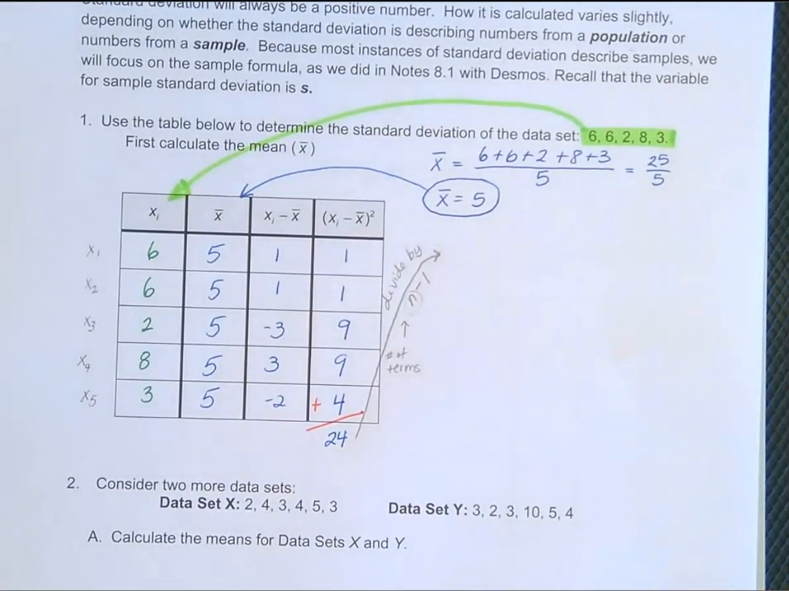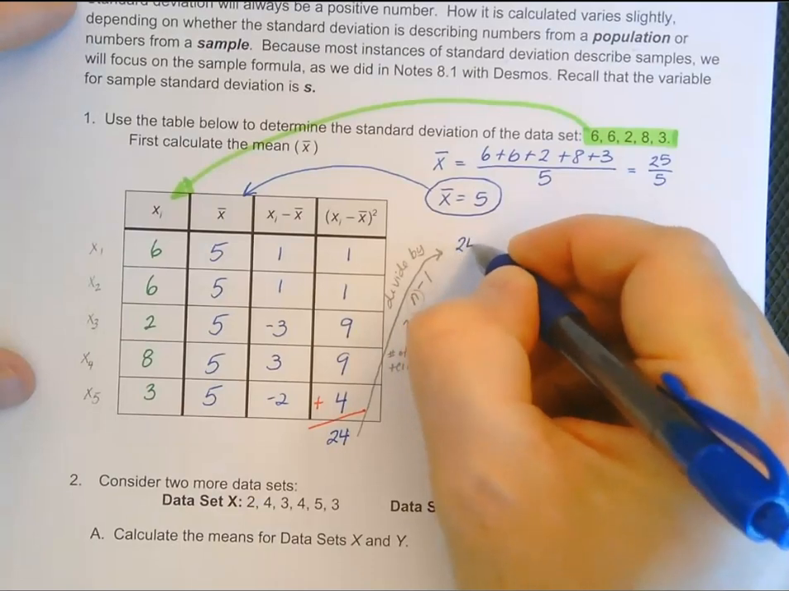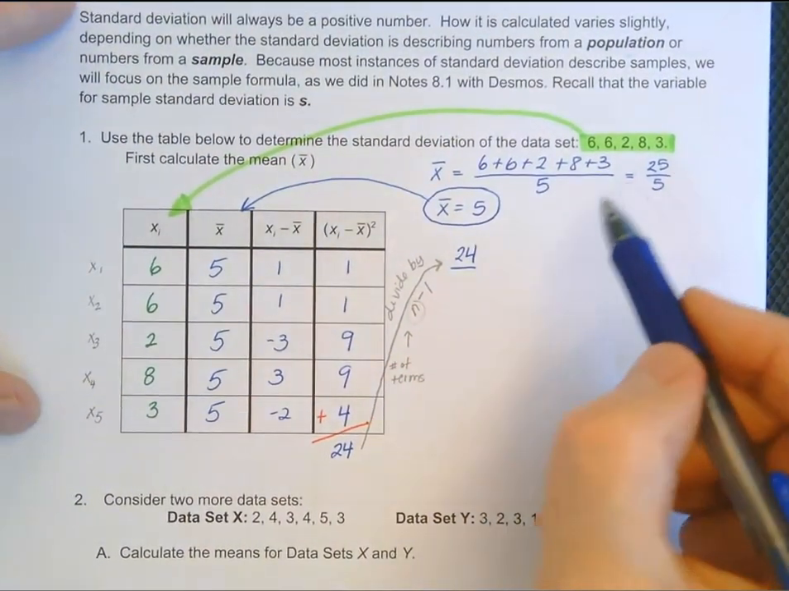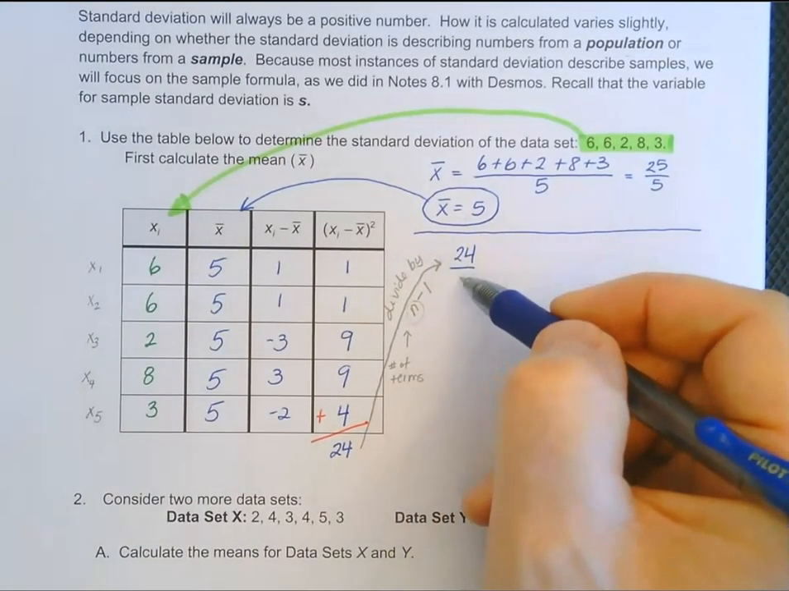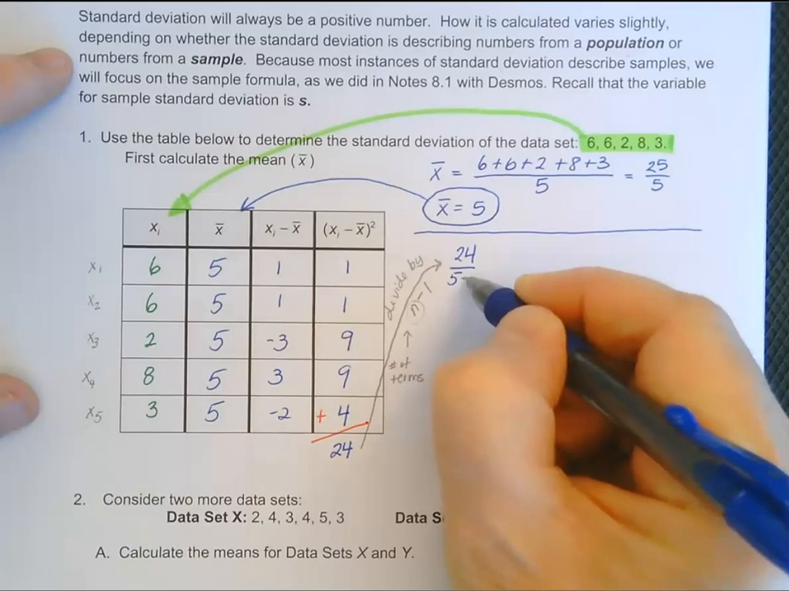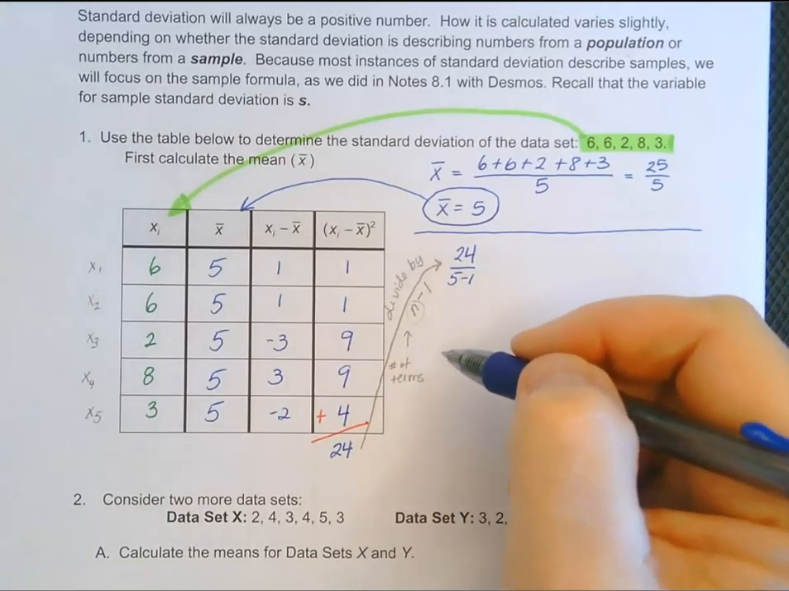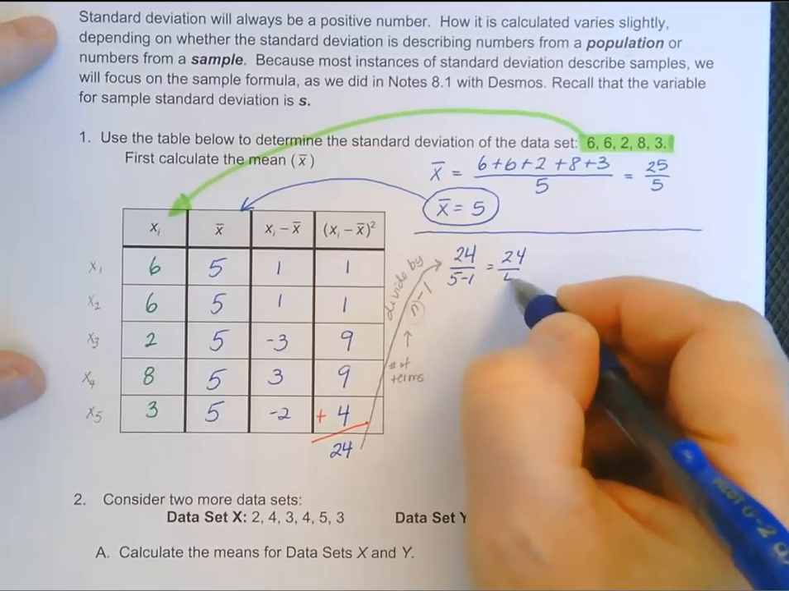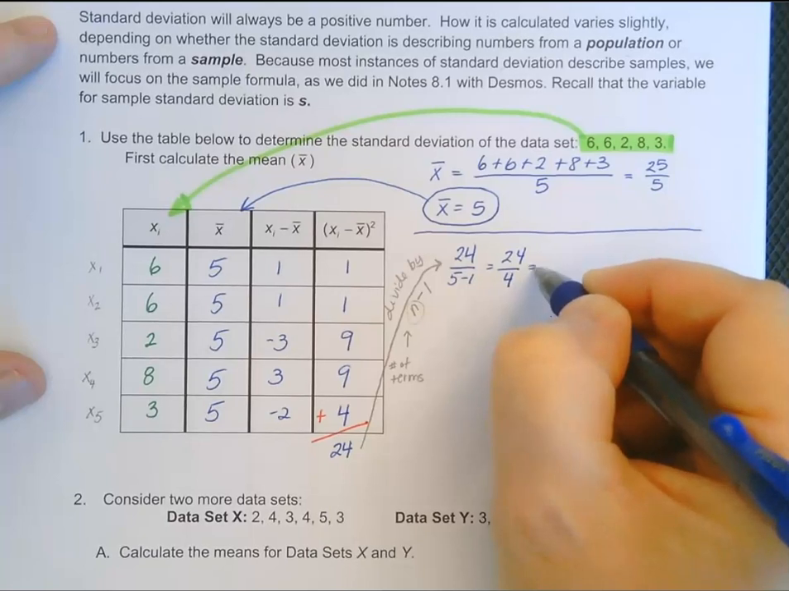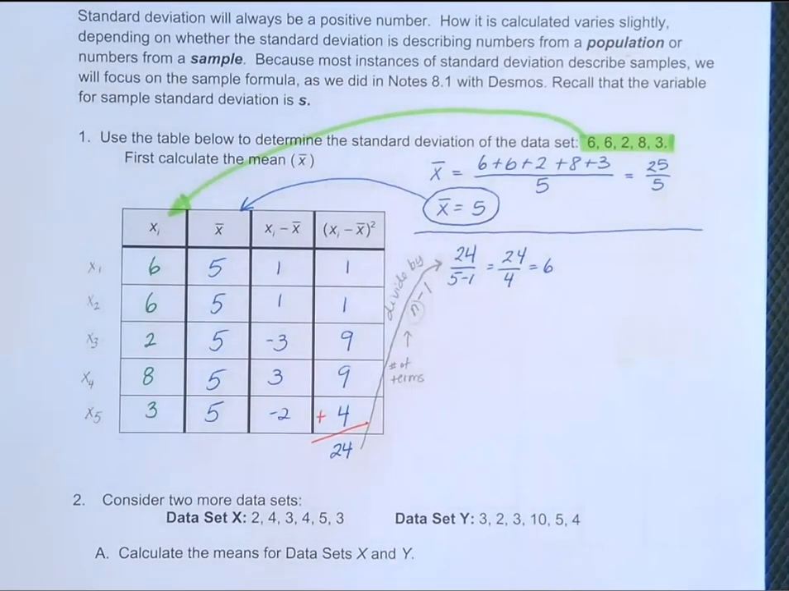So I'm going to take that 24, and I'm going to divide it. I'm just going to put a little line here just to show that this is different work. So 24, and we're going to divide by the number of terms. Well, how many terms are there? 1, 2, 3, 4, 5, right? So it's going to be 5, and then subtract 1. So that's going to be 24 divided by 4, which is 6. Are you okay with that step?